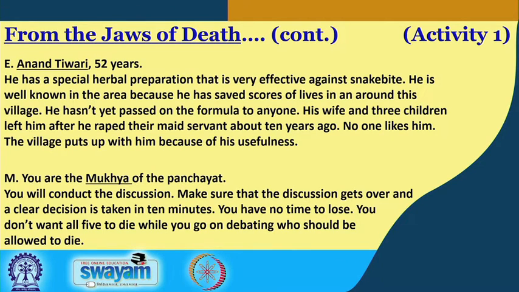He has to make sure that the discussion gets over within the next 10 minutes, and within those 10 minutes, a clear decision should be taken about which 4 to save and which one to leave to die. So, the Mukhya has no time to lose. He must be a very good meeting manager, and he would certainly not want all the 5 patients, the villagers who are suffering from severe food poisoning, to die while the discussion goes on and on about who should be allowed to die. So, here we have the 6 participants performing the group discussion on the topic From the Jaws of Death.